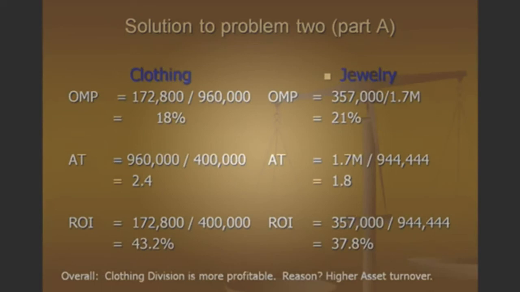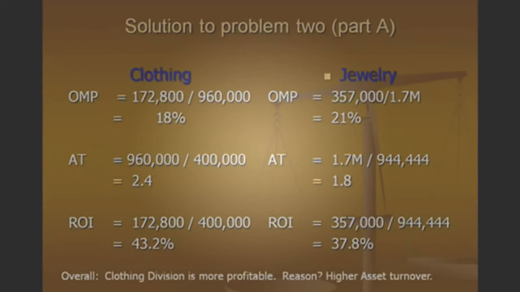Look at the asset turnover. Remember, you have to use average assets. This is the assets for each division you have at the beginning of the year, plus what they have at the end of the year, and divide by 2 gives you the average. So the average assets for clothing is 400,000, and for jewelry is 944,444. So when you calculate it, the asset turnover is 2.4 for clothing division and 1.8 for the jewelry division.